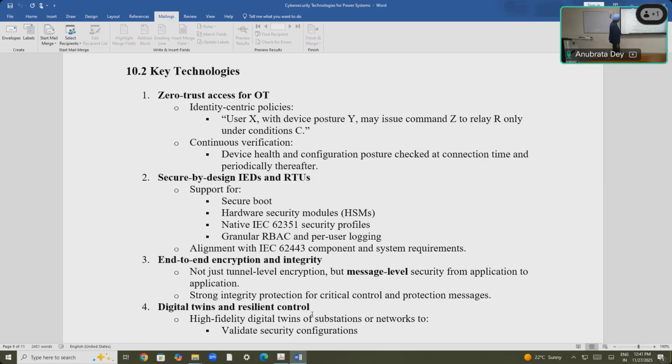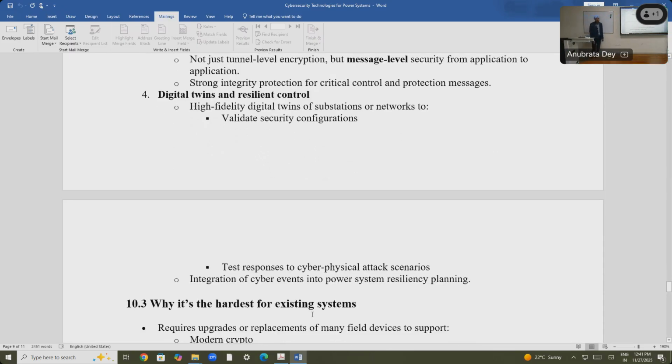I will talk about the IEEE standard. I think we will have time today to talk about that. And then we are talking about end-to-end encryption and integrity. And there is a little bit of research going on in digital twin and resilient control, okay? So you could set up the digital twins and validate security configuration and also see how resilient they are to cyber attacks. So you could simulate, in a way, that's what you were doing, simulating cyber attacks and seeing if you can actually detect some of those attacks or not. Okay.